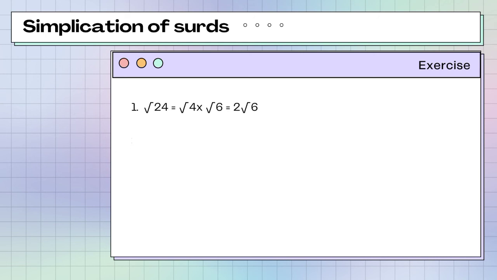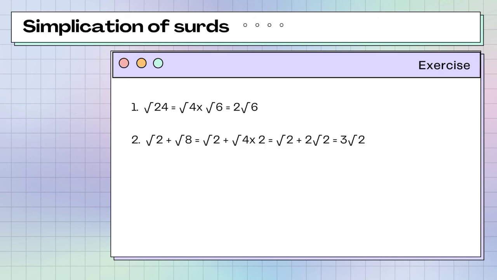The solution for the square root of 24 is, first, we evaluate the number in the surd. 24 can be rearranged into 4 times 6, and then based on rule point 1, we have square root 4 times square root 6, so the final answer is 2 times square root 6.